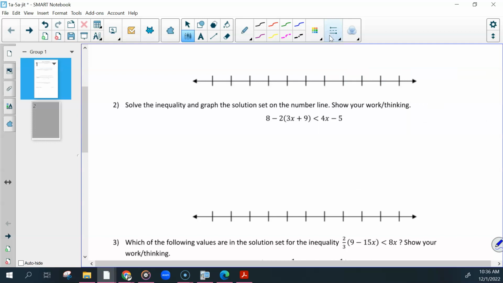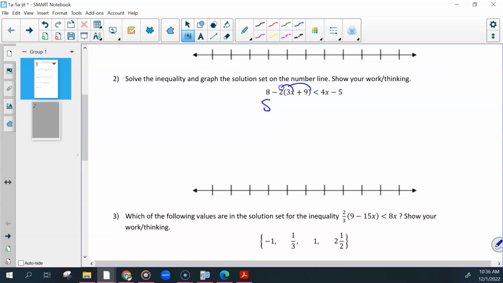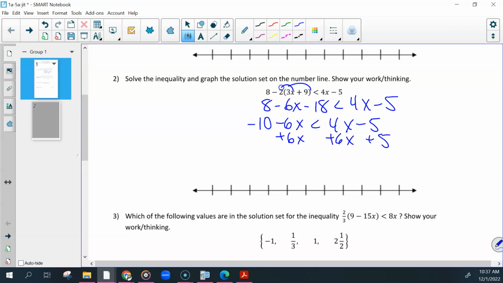Okay, so for number 2, you have to distribute first. We have 8 minus 6x minus 18 is less than 4x minus 5. You could combine your like terms or start to move, either or, doesn't matter. 8 minus 18 would give us a negative 10. If we moved the 6x over and the 5 back over, we'd end up with negative 5 is less than 10x. If that's not how you did it and you did it the other way, that's okay.